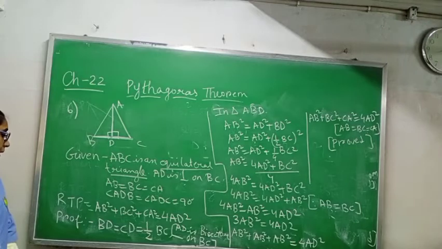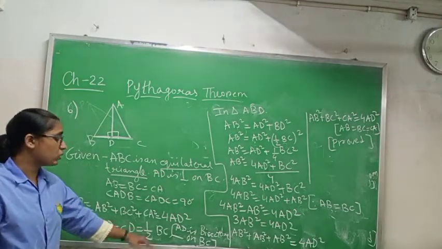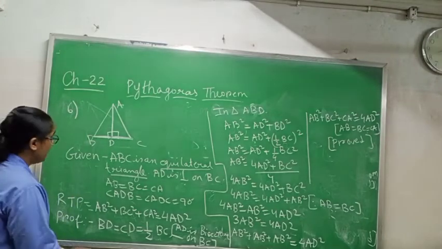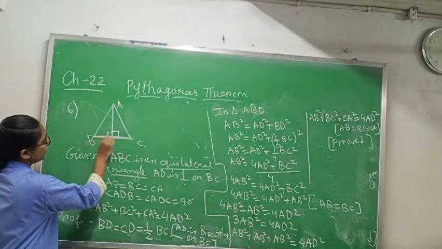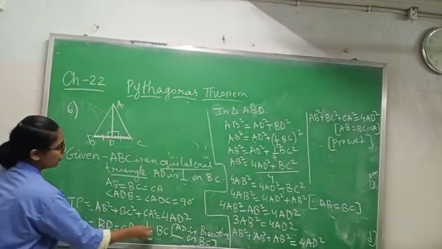Okay. Now the proving part. I have written BD equals CD equals half of BC. BD and CD, these two, are of course half of BC.